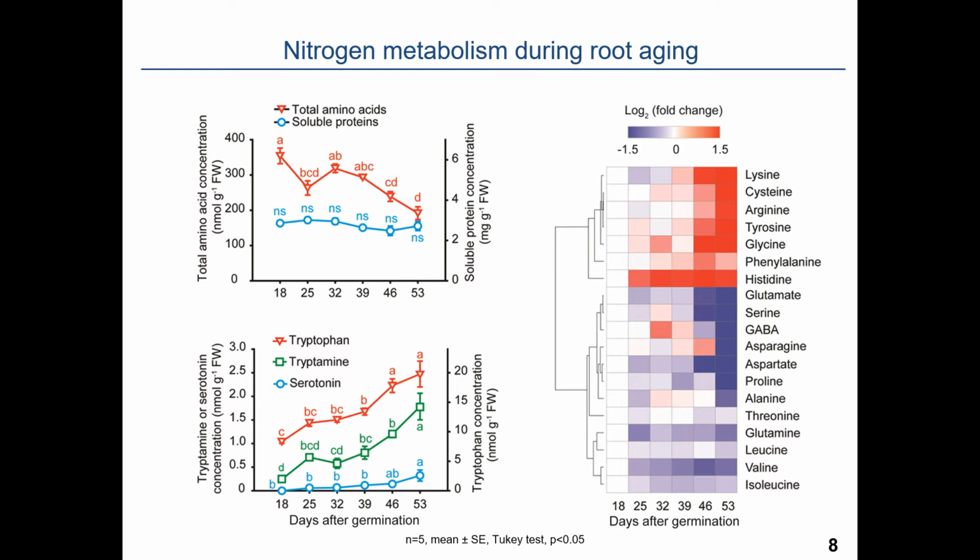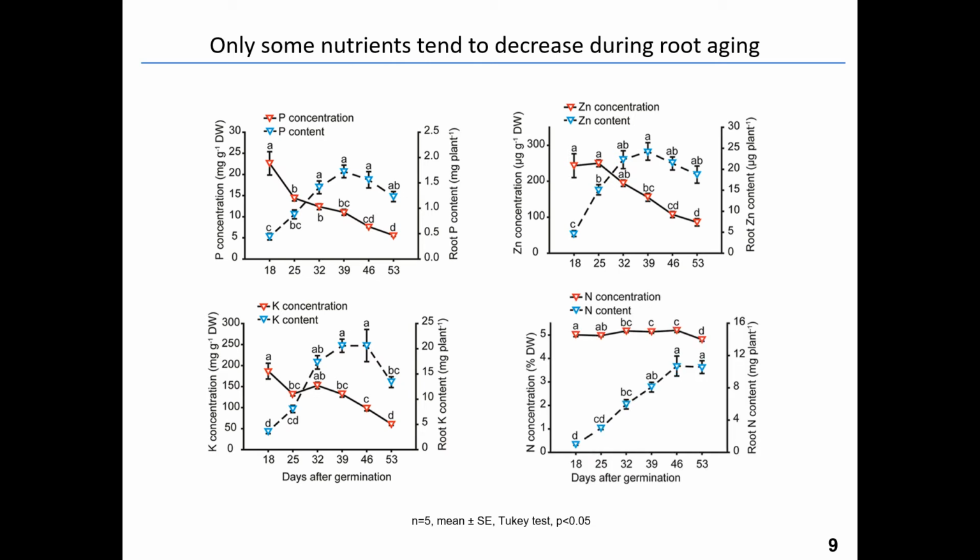We go one step further, again, at the physiological level. During leaf senescence, normally scientists get a decrease of soluble proteins. Actually, we didn't get it during the root aging process, but we do get a decrease of total amino acids. When we look at these amino acids individually, we can see that at a global level, more or less, they change at day 39, either decrease or increase.